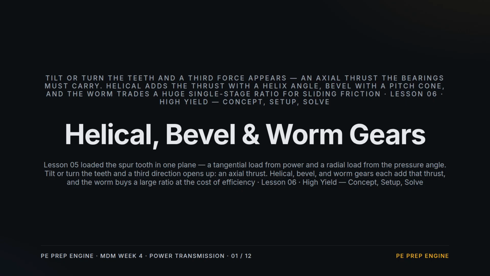Week 4, Lesson 6, Helical, Bevel, and Worm Gears. Lesson 5 loaded a spur tooth in a single plane, a tangential load from power, a radial load from the pressure angle. Now we tilt or turn the teeth, and a third direction appears, an axial thrust. Helical gears add it with a helix angle, bevel gears with a pitch cone, and the worm drive trains a huge single-stage ratio for real friction losses. The theme of the whole lesson: every new axial force lands on the bearings we sized in Lesson 2.